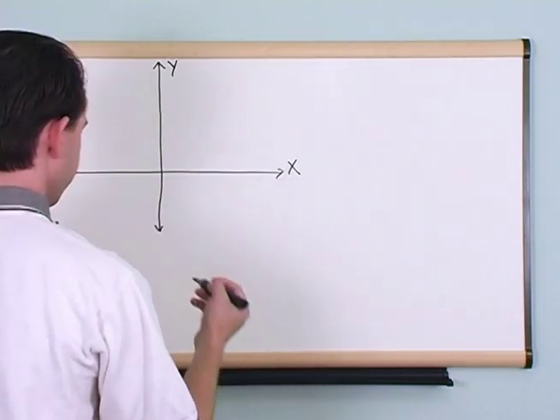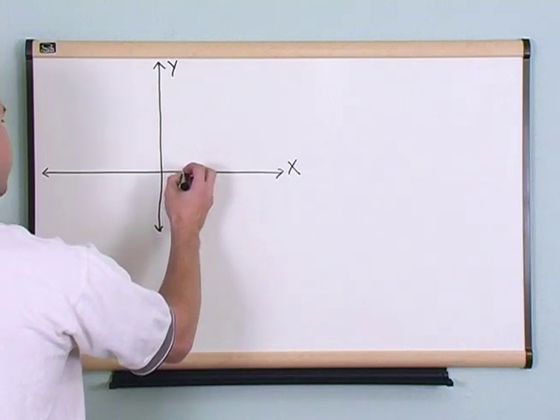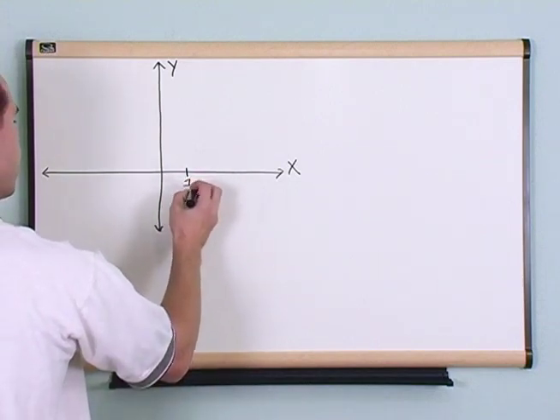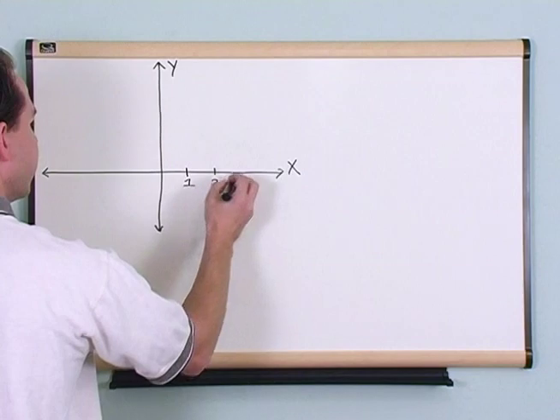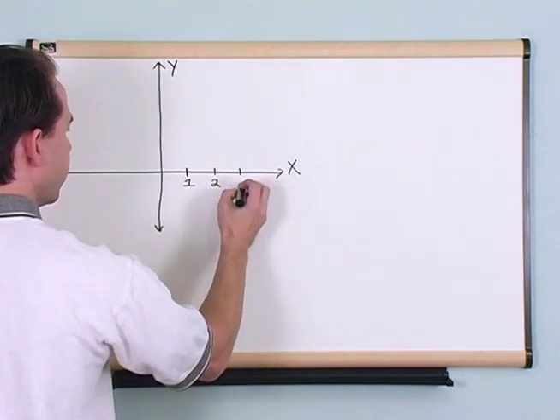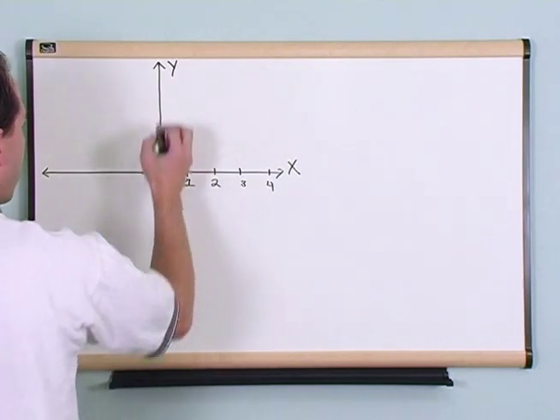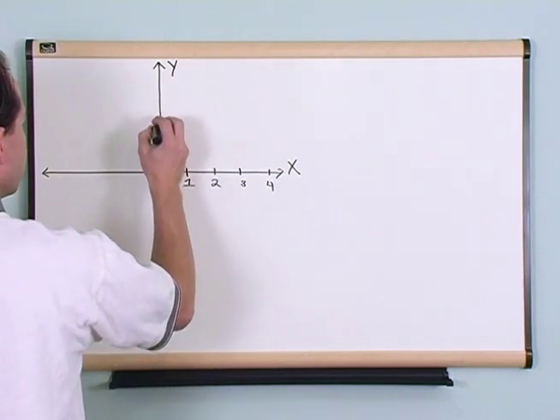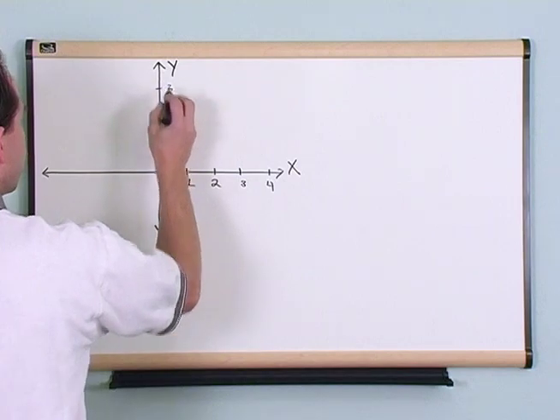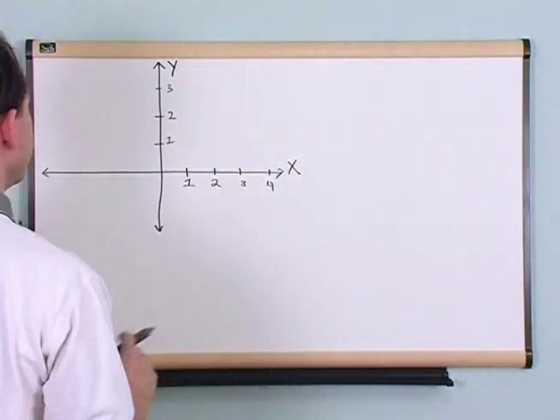Okay, so what we do is we put these two lines on the board here, and then we have to start labeling some things, okay? So I put a tick mark here. I'm going to say that's 1. A 1 here, that's 2. Okay, here's 3. Here's 4, okay? And again, on the y-axis, I can go 1, 2, 3. Of course, the numbers go on up to infinity.